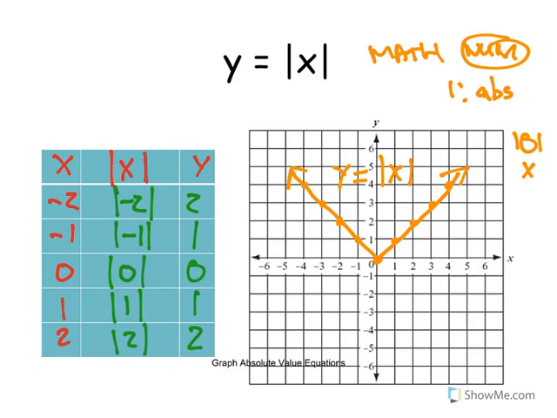It's going to be V-shaped, right? And in this case, all the values are going to be above the x-axis because the absolute value of the quantity has to be positive or 0. So it wouldn't make sense to have any negative y values for this particular graph.